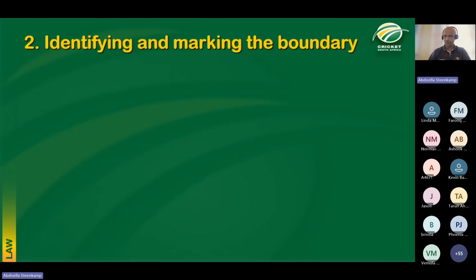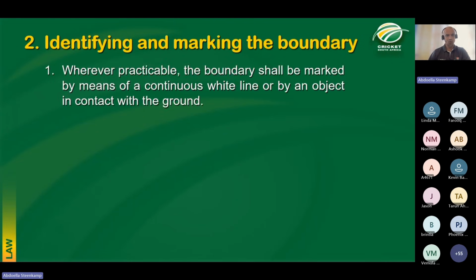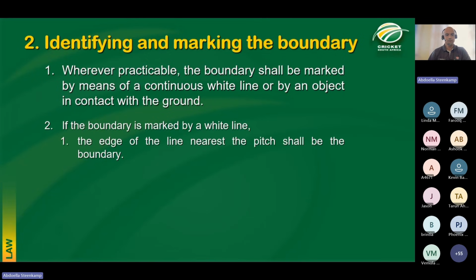Boundaries: I'm only going to focus on how you identify and mark the boundary. Preferably, mark the boundary by a continuous white line or by an object in contact with the ground, like a rope. If the boundary is marked by a white line, the edge of the line nearest to the pitch, and emphasis on nearest to the pitch, shall be the boundary. In the next slide, we'll see a graphic that will explain this much easier.